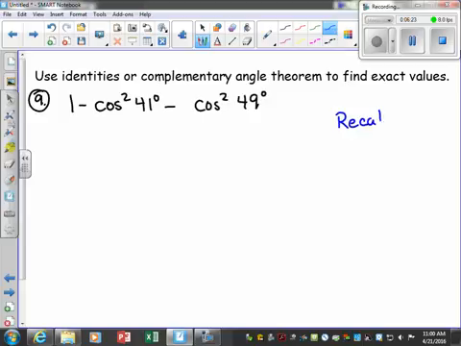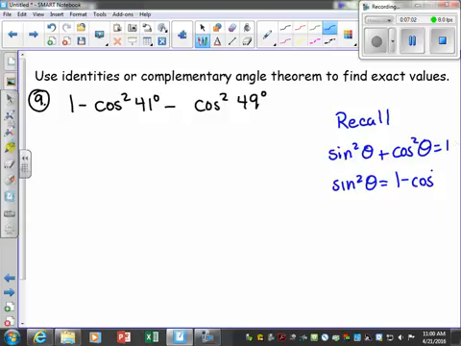So we want to recall off to the side the Pythagorean identity dealing with sine and cosine: sine squared theta plus cosine squared theta equals 1, right? Remember that one? Now, if I wanted to replace one of these using the cofunction, what's the cofunction of cosine? Sine. So if I need this in terms of sine, I would solve this for sine squared. Sine squared theta equals, moving this cosine squared theta to the other side, 1 minus cosine squared theta. So I just recall this information to the side.